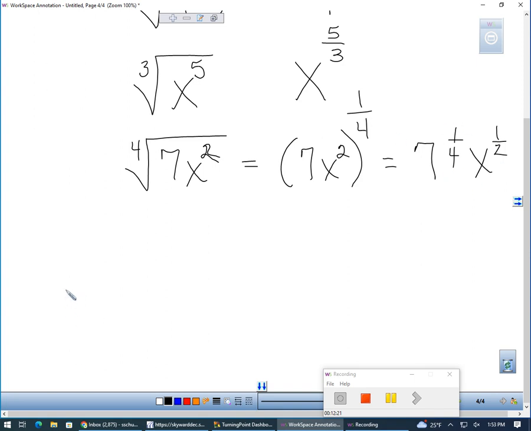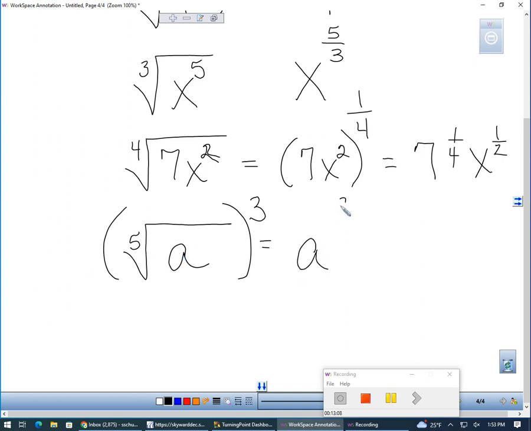How about one like this? What if I write it as the 5th root of a, and then I put my power on the outside? This is still power over root. Okay? So if I were to put 3 of these next to each other, I would multiply all my insides together anyway. So this is a to the power over root.